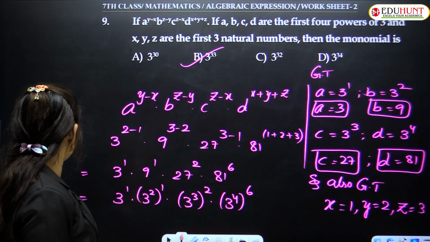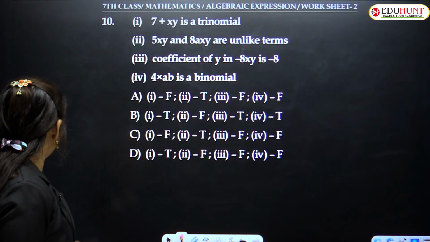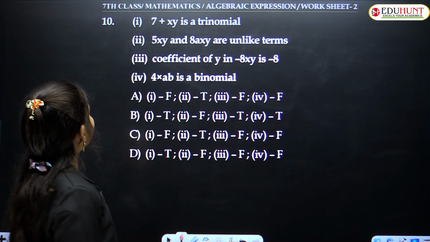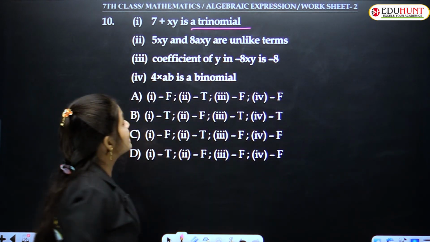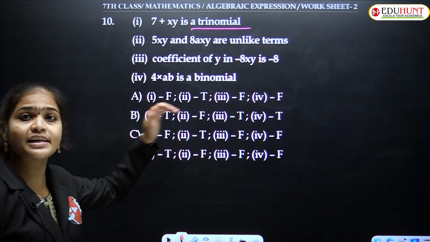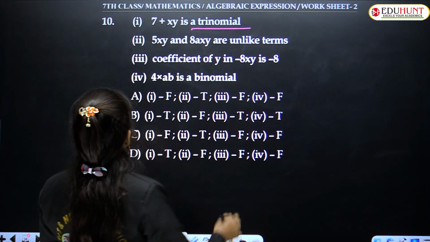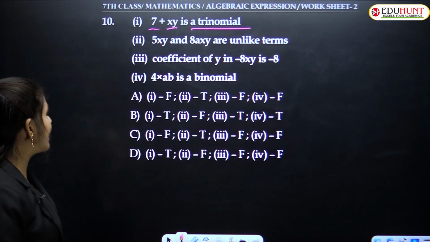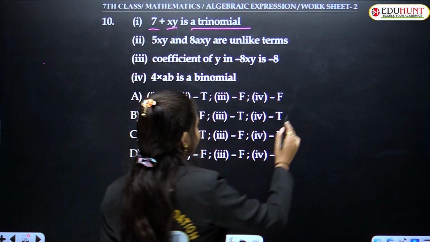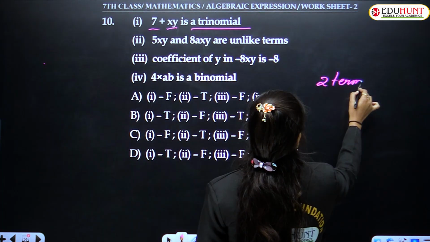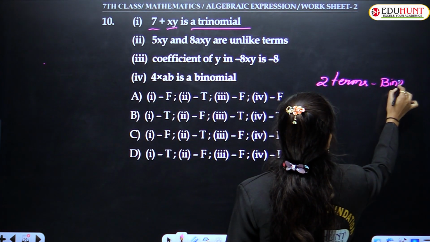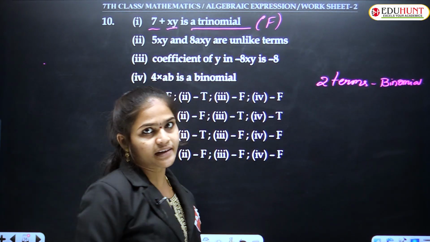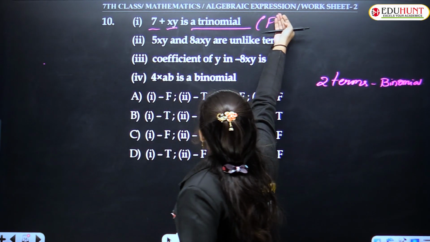Understand? Yes. Next, the 10th one, and this is the final question from that worksheet 2. 7 plus xy is a trinomial. They are asking whether it is true or false. See that, 7 plus xy. How many terms are there? 2 terms are there, and 2 terms means that is a binomial. But here they have given trinomial, so this is a false statement.